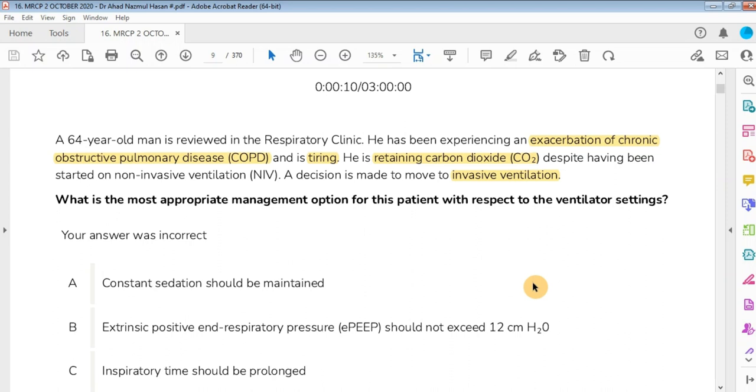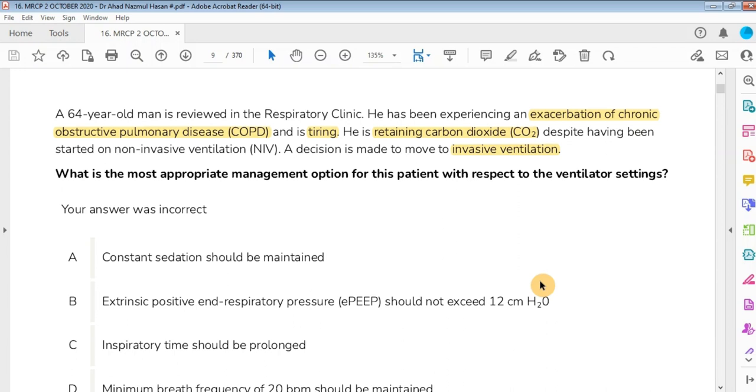A 64-year-old man is reviewed in the respiratory clinic. He has been experiencing an exacerbation of chronic obstructive pulmonary disease and is tiring. He is retaining carbon dioxide despite having been started on non-invasive ventilation. A decision is made to move to invasive ventilation. What is the most appropriate management option for this patient with respect to the ventilator setting?